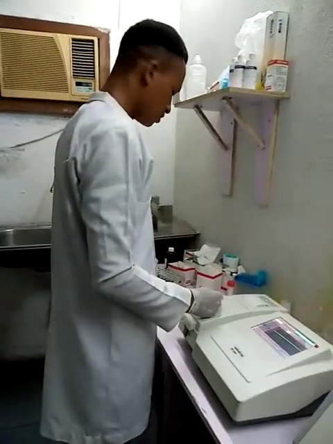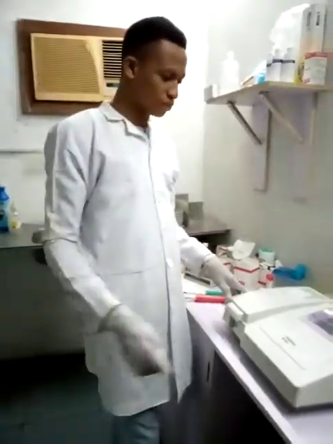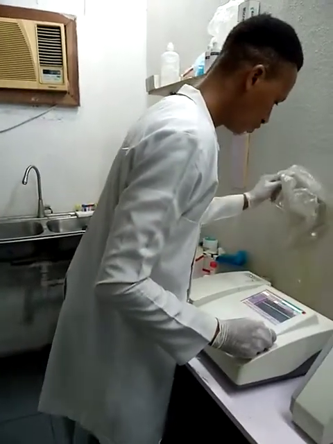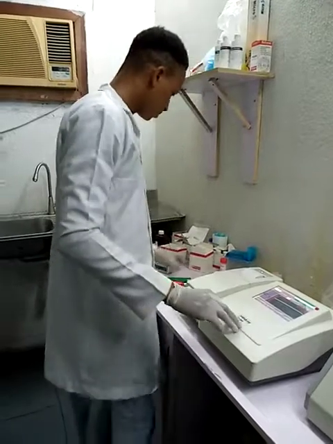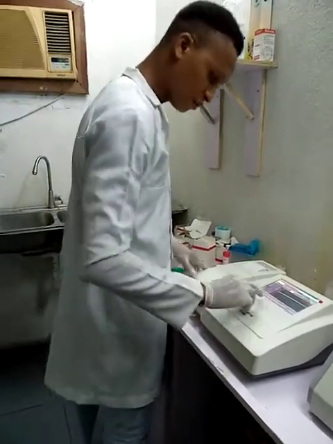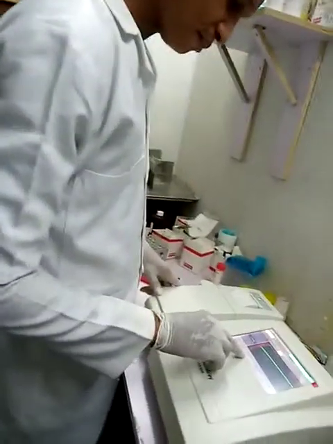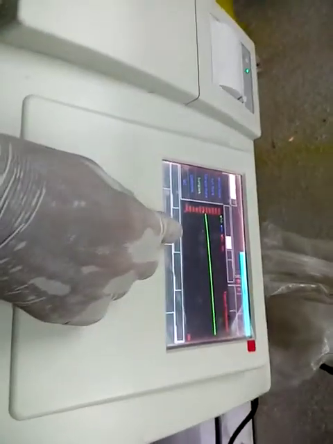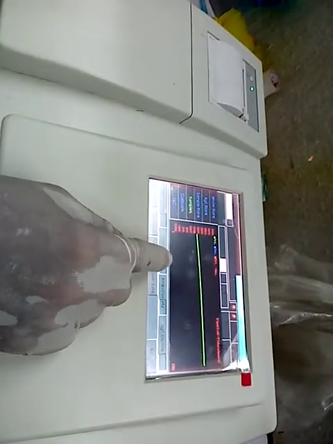So while we're incubating our samples for total cholesterol, triglyceride, and urea, we're going to read our creatinine level. The result is out. Our creatinine level for the sample is 1.2 milligram per dl. The water blank is 0 milligram. So that is the value for my creatinine level.